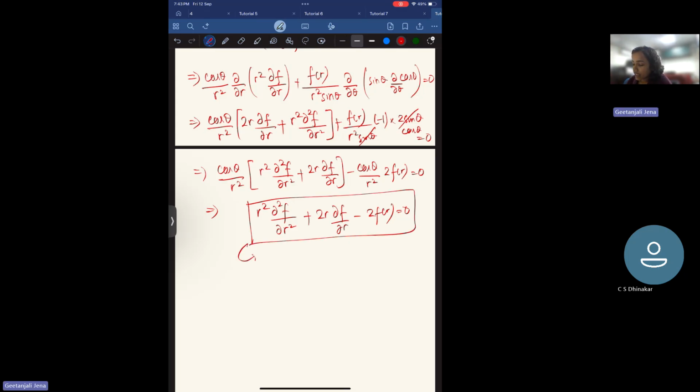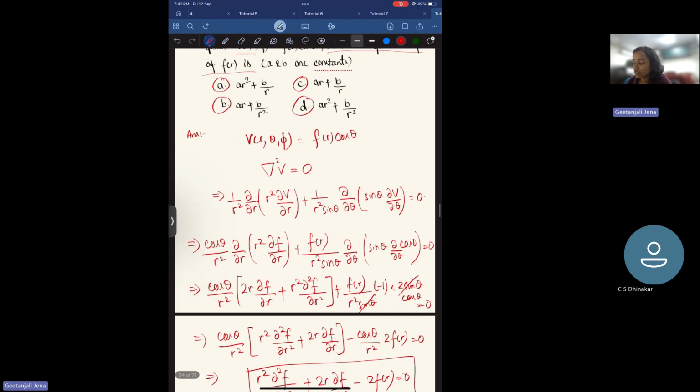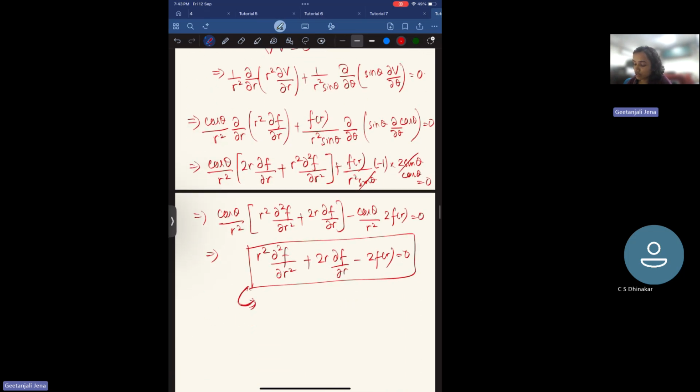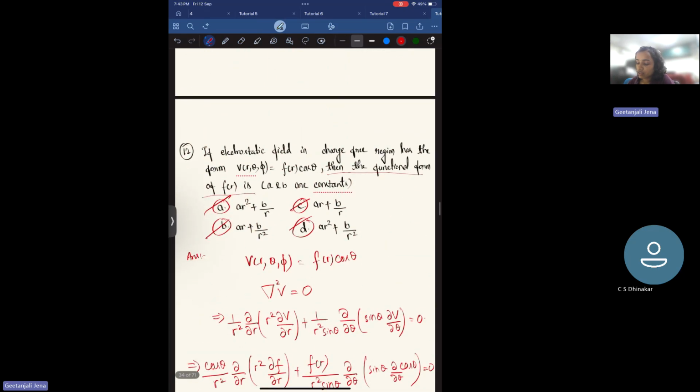So we can't get a direct solution for this. The trick is to use the options given to you and check which option satisfies this differential equation. Whichever satisfies it will be the solution for this problem. If you check it, option B satisfies this equation. So f of r should be option B, which is A r plus B by r square. So is it clear?